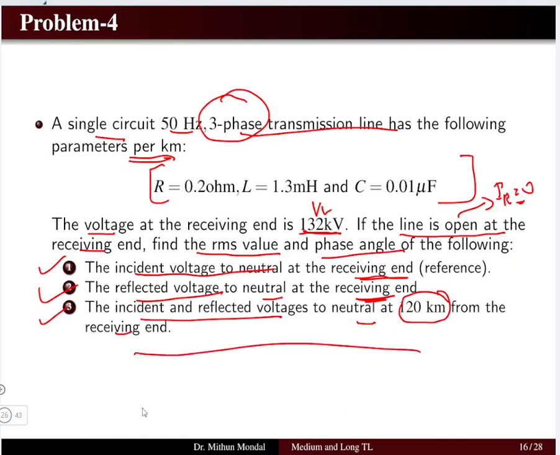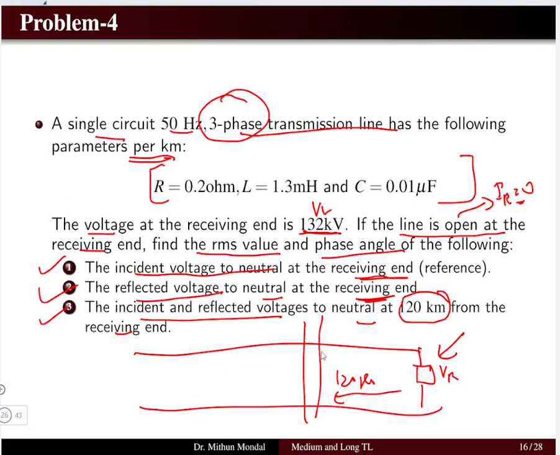So if you have this transmission line, here you have the receiving end VR. Here you have to calculate the incident voltage and reflected voltage. And 120 kilometers from here, you have to calculate what the incident and reflected voltage are.